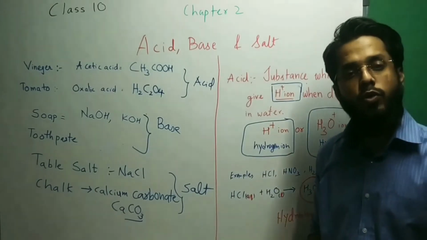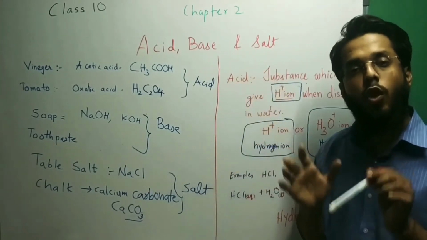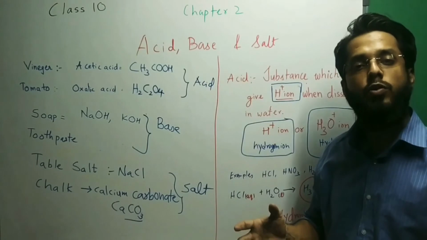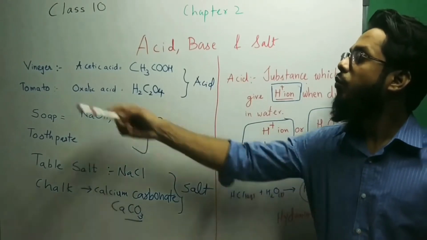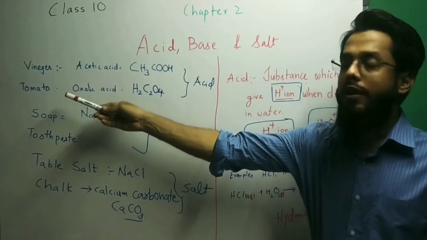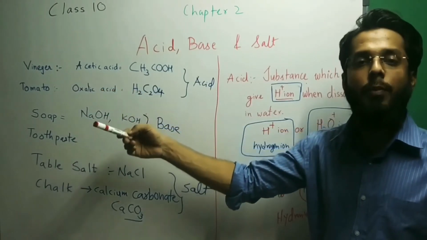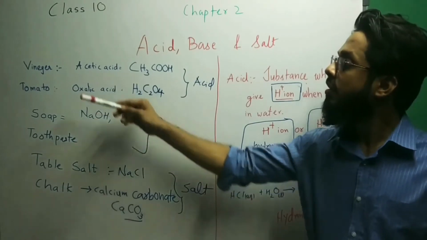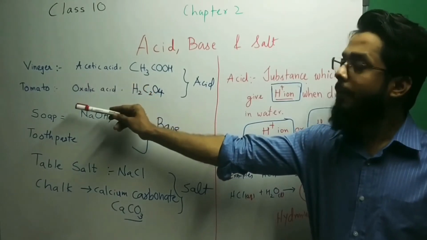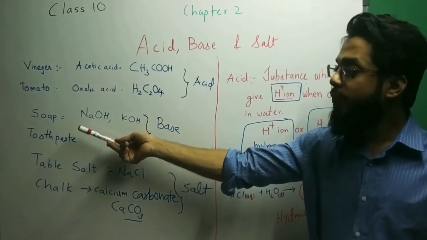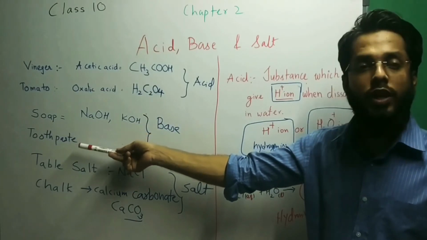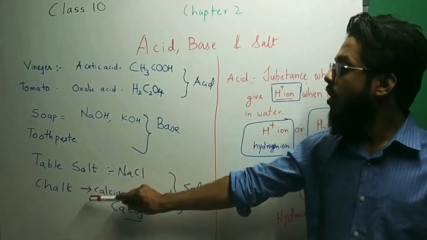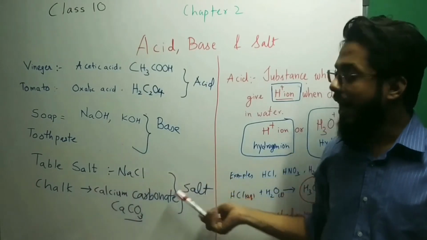First of all, I want to tell you that acid, base and salt is not only in the chemistry textbook or in the chemistry lab. These are things we are using in our day-to-day life. For example, vinegar and tomatoes have a sour taste, and we are familiar with that. Sour taste means acid. Acids have a sour taste. Vinegar has acetic acid. Tomato has oxalic acid. Soap and toothpaste, which we use in day-to-day life, are basic in nature. Table salt, which we use in cooking, or chalk, which we use in schools, these are salts.